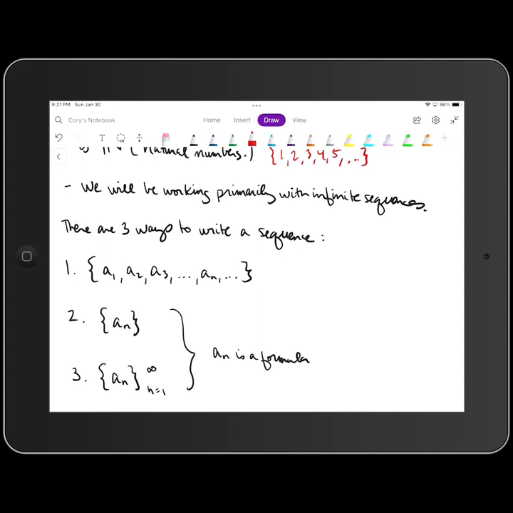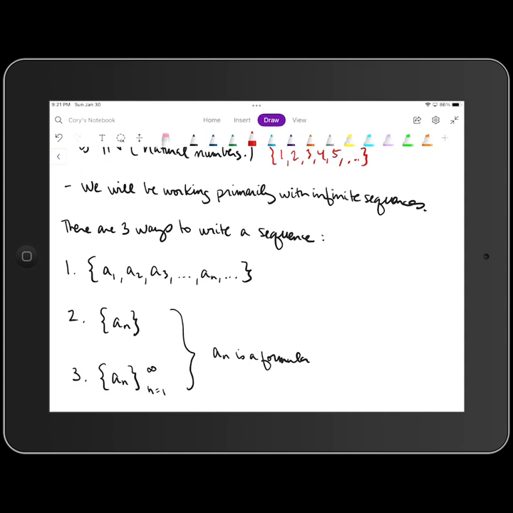The second way you'll see a sequence written is where you have a formula, a sub n, that generates all of the terms of the sequence, written inside of set braces. And the third way will look exactly like number 2, except you're given a starting value, a starting number to plug into your formula, which in this case is n equals 1, and then the infinity on top gives you the last number that you're plugging into the sequence.